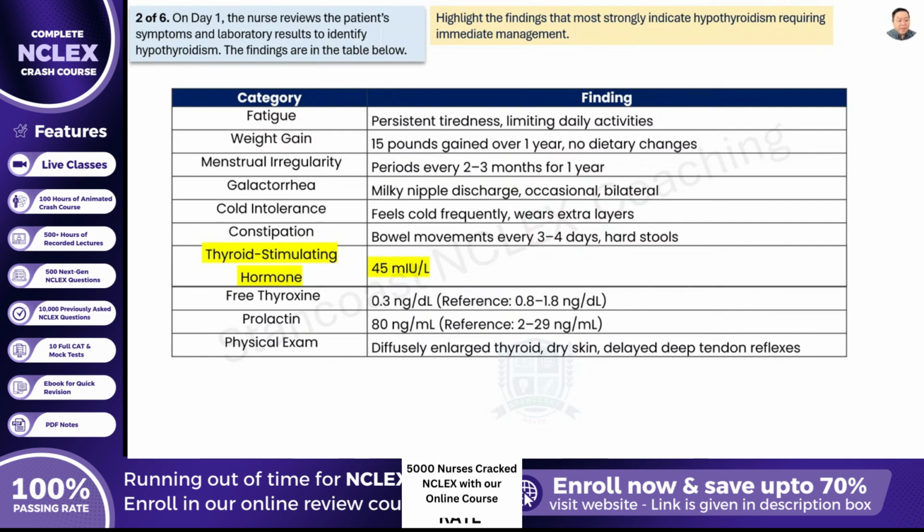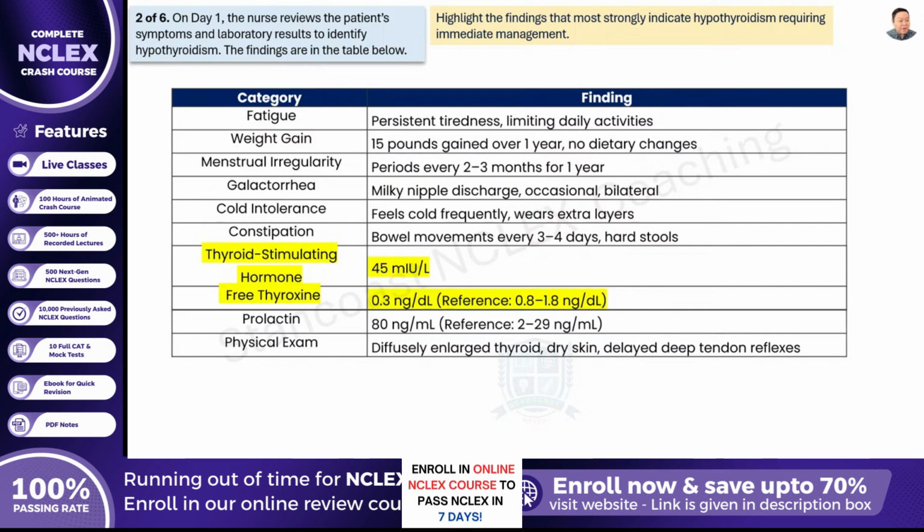The other item that you should highlight is the free thyroxine of 0.3 nanograms per deciliter. This is the active thyroid hormone that's circulating in the blood, and a low T4 alongside a very high TSH completes the classic pattern of primary hypothyroidism. Now, when T4 is this low, the symptoms will actually worsen, and if you're not going to treat this right away, the body can decompensate, especially in this patient.